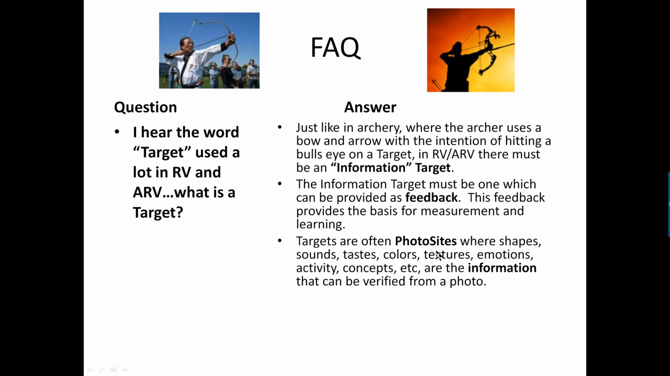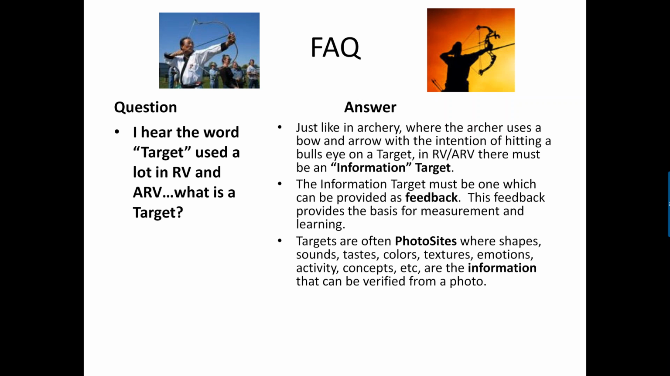Now, photo sites, I want you to understand the definition of photo sites. It is not the physical photo itself. It's shapes, sounds, tastes, colors, textures, emotions, activity, concepts, etc. All that can be gathered as information from a photograph and verified from that photograph. That's what a photo site is. It's the information that can be verified from a photo. So you can obviously get shapes, but you can get sounds as well. If it's a picture of a major waterfall or a football game, you know there's sounds around. You can verify that.